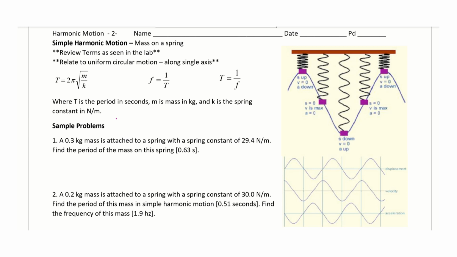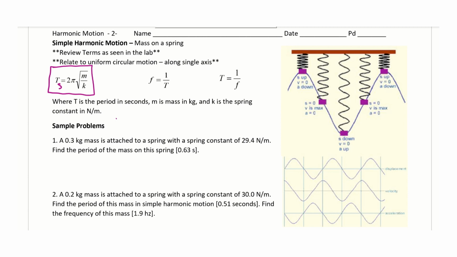So we've looked at a mass oscillating up and down on a spring, collected position, velocity, and acceleration data. Now we're going to take a look at the equation that appears on the formula sheet, which is that the period for a mass oscillating up and down on a spring is equal to 2 pi times the square root of mass over spring constant. So the following problems are going to be practiced using this equation to either find period, mass, or spring constant.